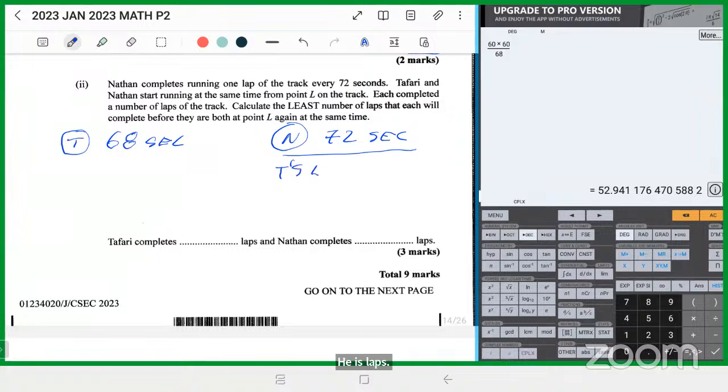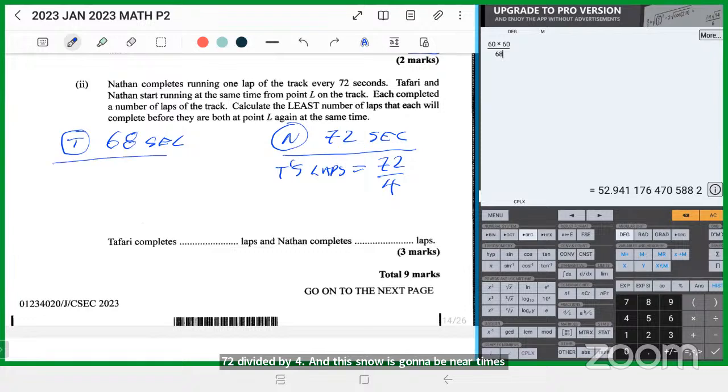Tafari's laps is going to be 72 divided by the 4 difference between them. 72 divided by 4. And this now is going to be Nathan's laps, right? Because Nathan now has to do a number of 4 seconds differences that add up to the 1 lap that Tafari is going to do in terms of the time, 68 seconds.